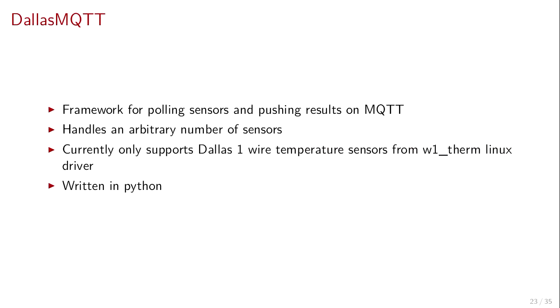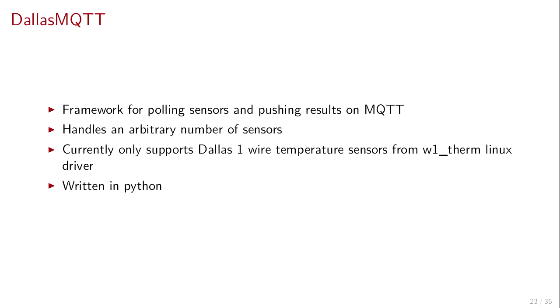The problem was there was no software to do this. I'm sure there actually are plenty of examples because it's a common use case. But for mine, I decided to write a small little Python framework for pulling local sensors, or any sensors really, and just pushing that data over MQTT so Home Assistant could read that sensor data. I called it Dallas MQTT because it was for a Dallas one-wire temperature sensor, but I wrote the framework to be generic for any kind of sensor that just pulls.